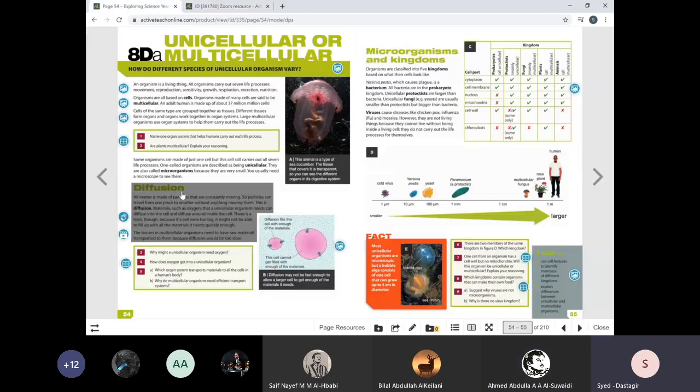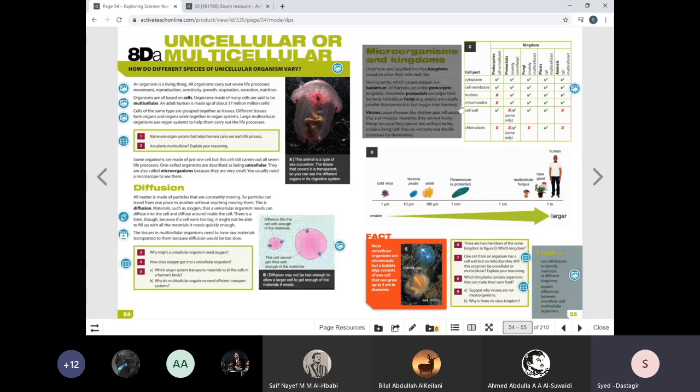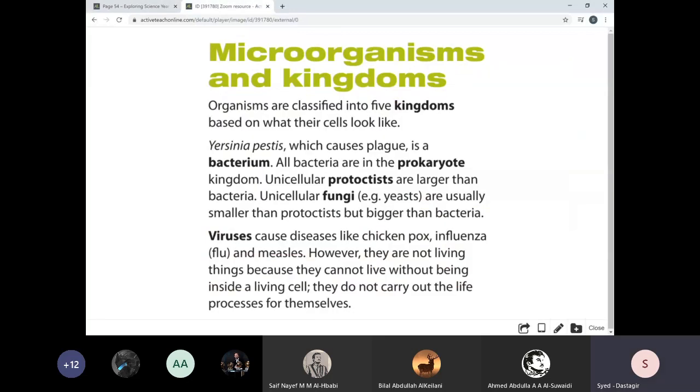Now, that's diffusion. Now we come on to microorganisms and kingdoms. Can I ask, let's see, who has a good voice? Let's ask Jasim. Can you read, please?